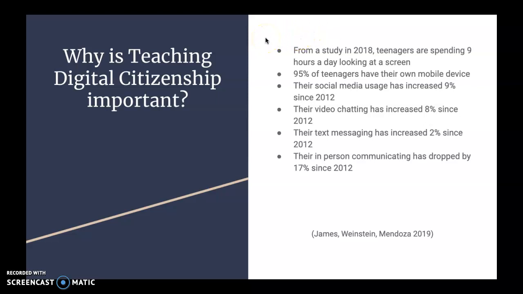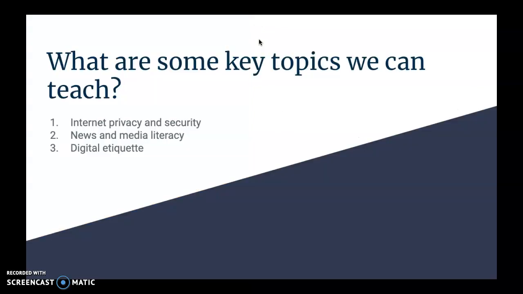So from these numbers, you can clearly see students are using a phone and a computer more and more than they ever have before. So it's important that we teach them how to use these things responsibly and properly.